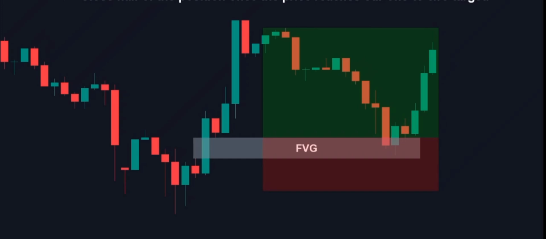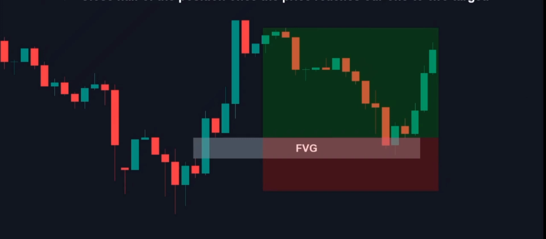The same is valid for the bearish scenario. After identifying the fair value gap, we verify if it is situated on the premium side of the range. If it is, we'll set a sell limit at the beginning of the FVG zone and place the stop above the candle that formed the FVG. We'll target the same objectives as in the bullish scenario.